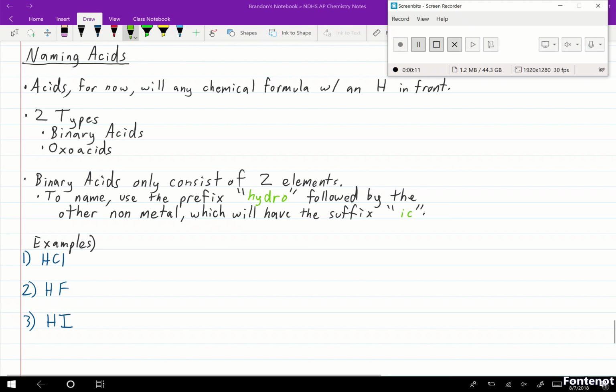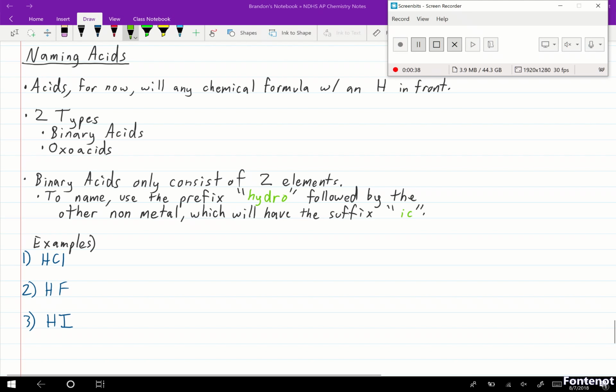Alright, so when you're naming acids, for right now, acids will be any chemical formula with an H in front. Later on, we're going to talk about acids a whole bunch more, but for our purposes in naming them, as long as they have an H in front of it, that formula is going to be an acid. Now, the two acids that we're going to be dealing with are binary acids and oxoacids.